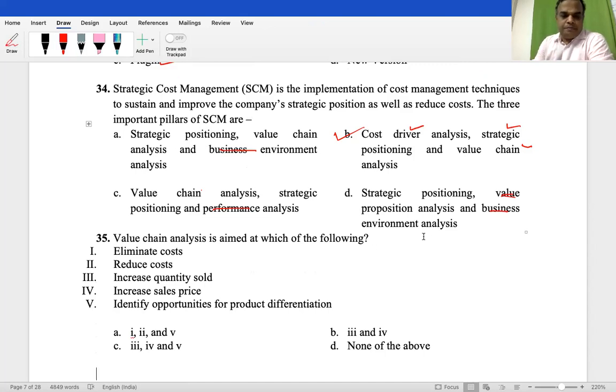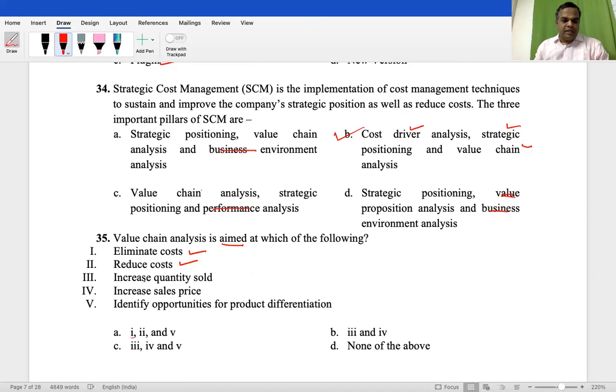Value chain analysis is aimed at which of the following? Eliminate costs, reduce costs, increase quantity sold, increase sales price, identify opportunities for product differentiation. Value chain analysis aims at, first, eliminating cost. Correct. Reduce the cost. Yes, eliminate non-value-added cost. Okay, reduce the cost. Right.